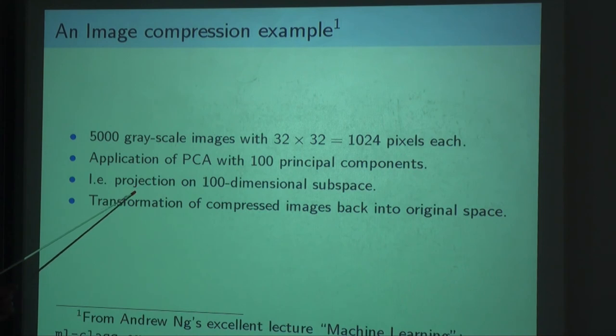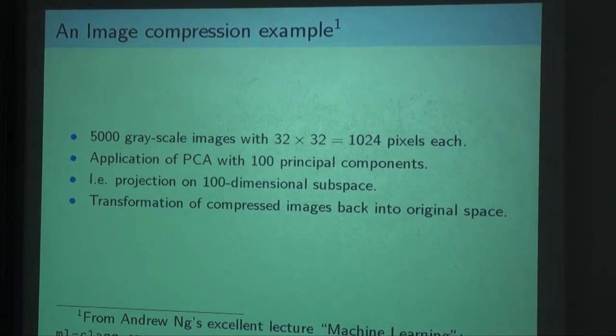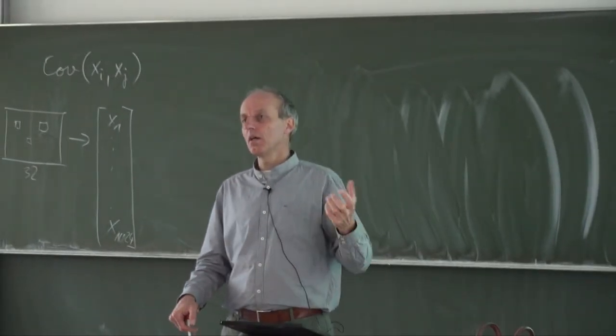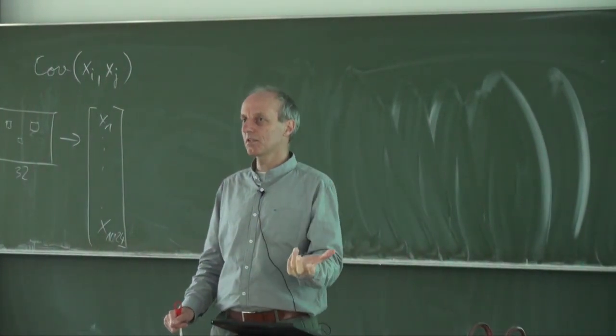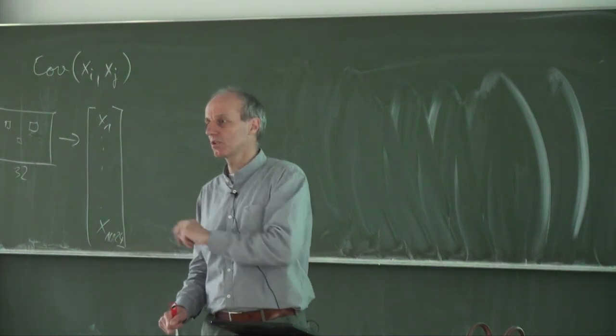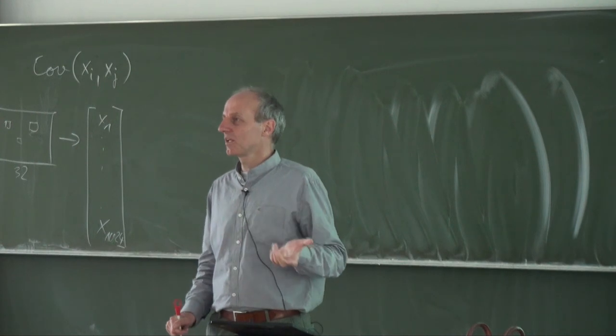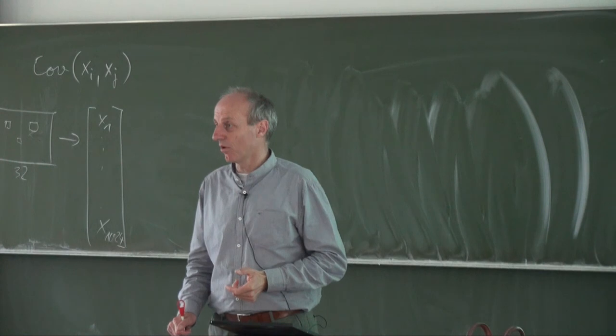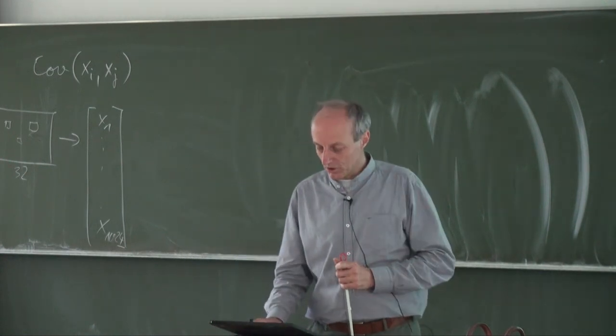on the subspace. And you may lose information. If you lose a lot of information, then doing the inverse transformation, transforming the projected images back onto the 1024-dimensional original space, that would give you pictures where you could not recognize any faces anymore. Yeah? But look at the result. Here you see the result. Maybe it's a little bit small now.